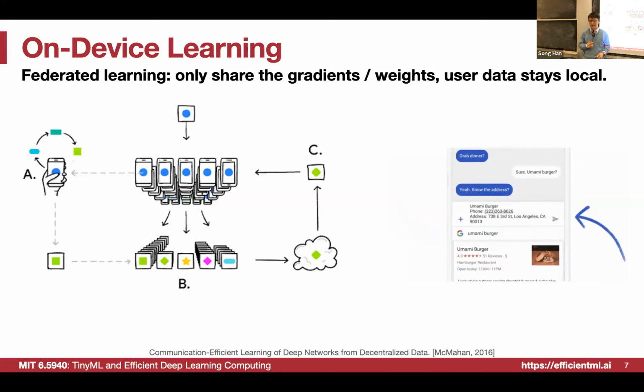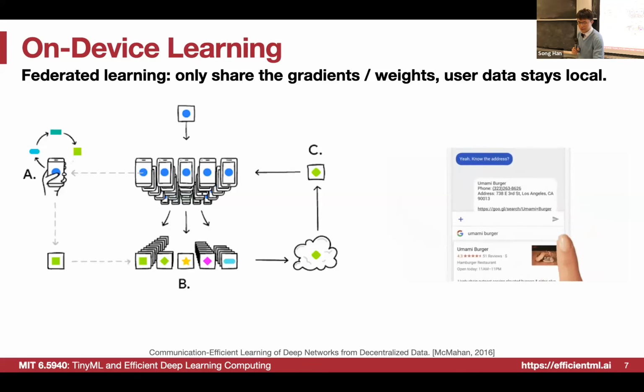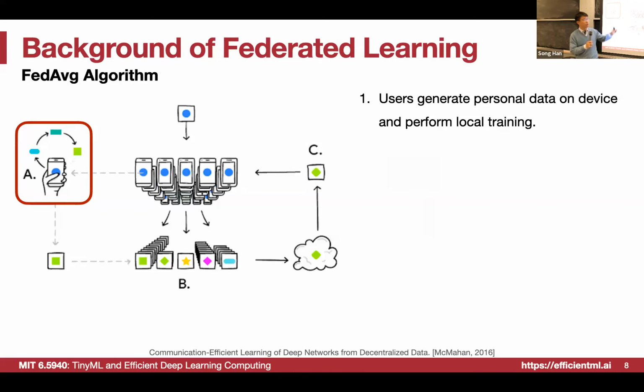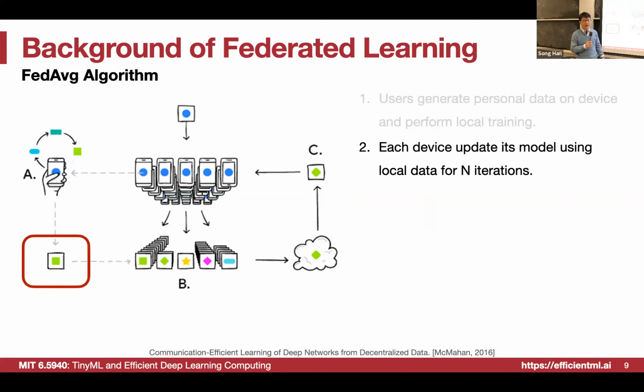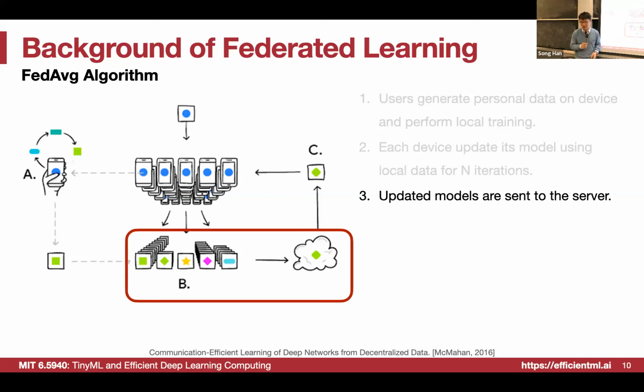And what it does is basically a couple of steps, starting from the users generating personal data on the edge, for example the typing history, and performing local training to get the weight update. Each device updates its own model using the local data for a couple of iterations. It may not be just one iteration, but could be a couple of iterations. And then each device gets an updated model.